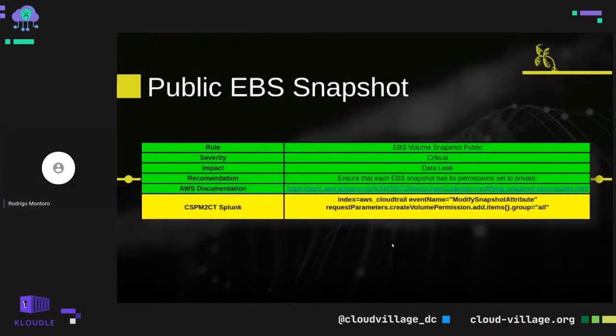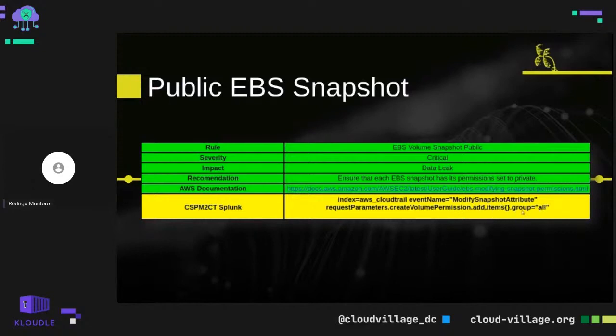Public EBS snapshot. Here is another sample. You could just modify the snapshot attribute. As far as I know, you could not create it public. You need to modify, so that will probably be the only way. And you add the group to all.